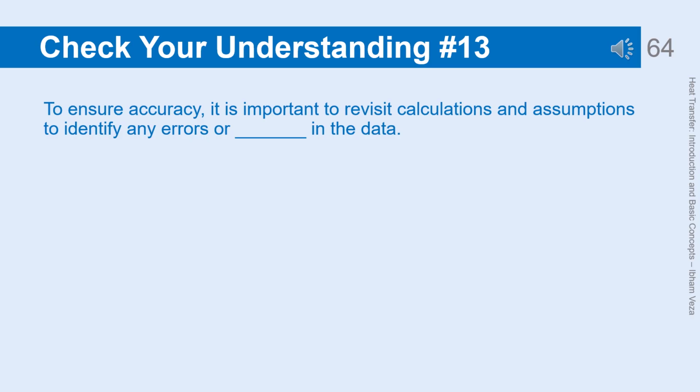Check your understanding number 13. This question emphasizes the importance of reviewing calculations and assumptions. The correct answer is to identify errors or oversights in the data. This step often saves engineers before results are used in technical decisions. Without this process, small mistakes can grow into major problems. This question reminds the importance of being critical toward one's own results.